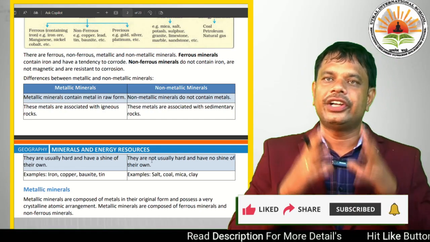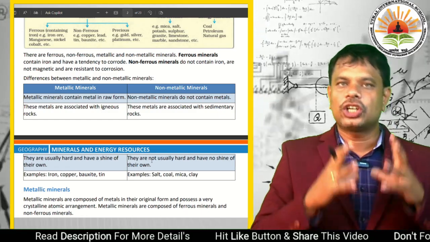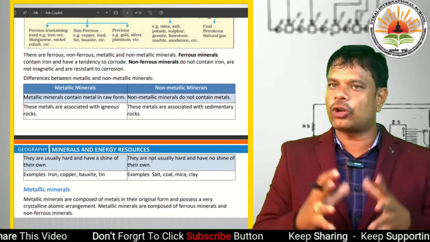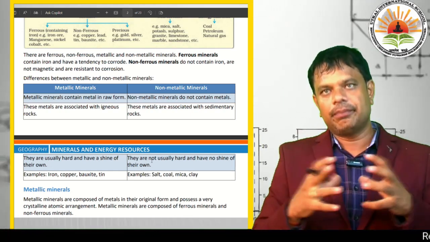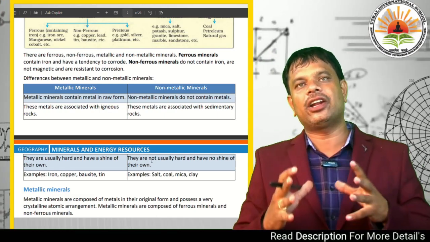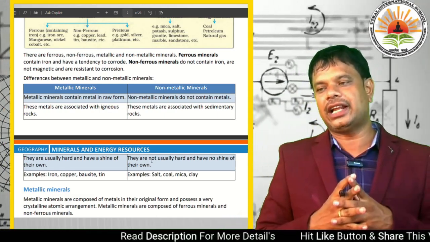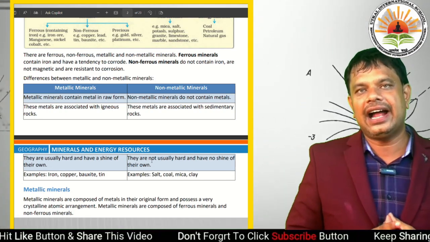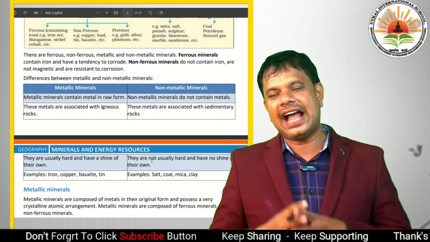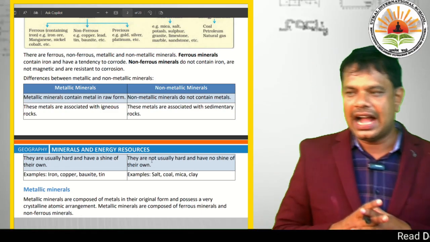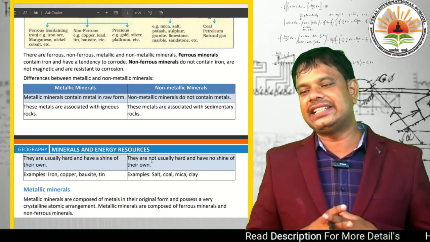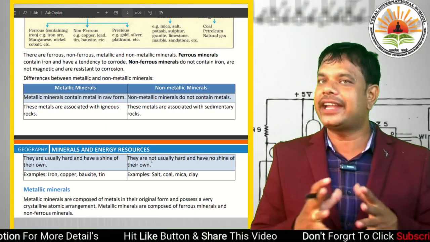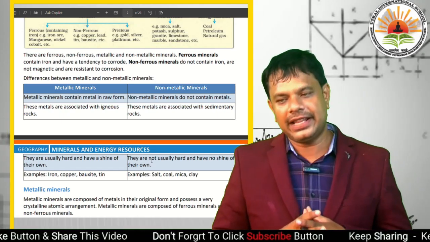Dear students, ferrous minerals contain iron and have a tendency to corrode. They are affected by corrosion, and the main basic thing is the iron in ferrous material. Non-ferrous minerals don't contain iron. In ferrous material, iron is the main content, and in non-ferrous material, iron is not a main content. Non-ferrous minerals are not magnetic and are resistant to corrosion, so they are more corrosion resistant than ferrous minerals.